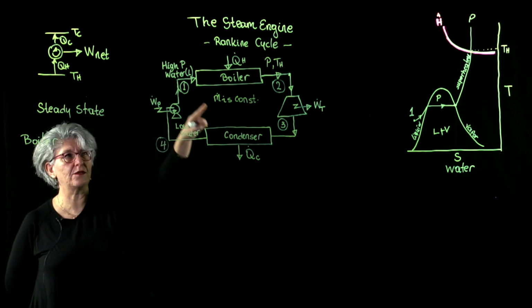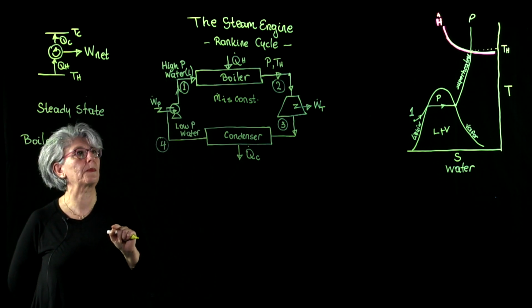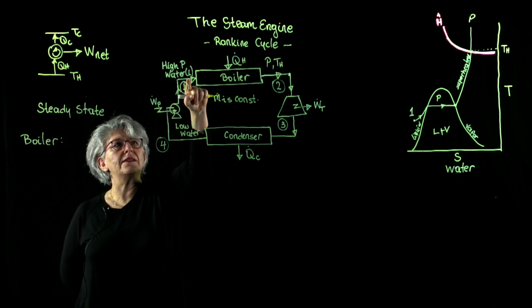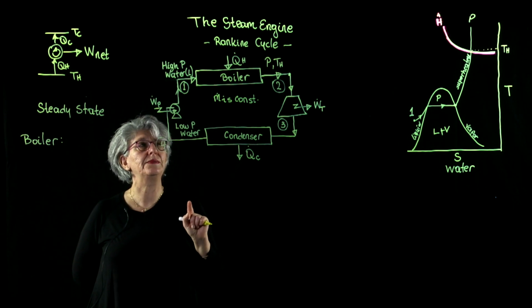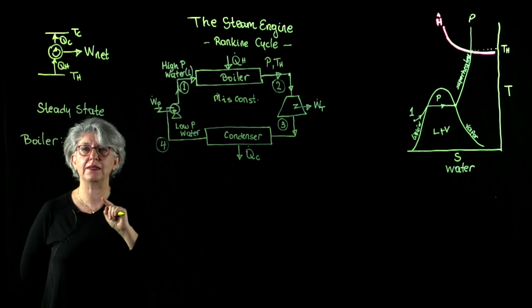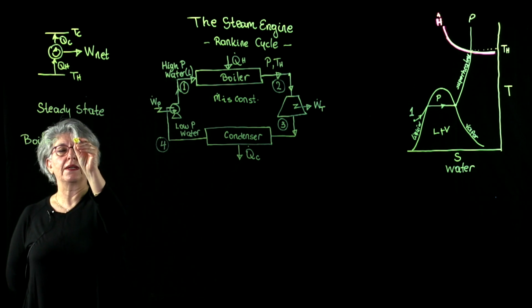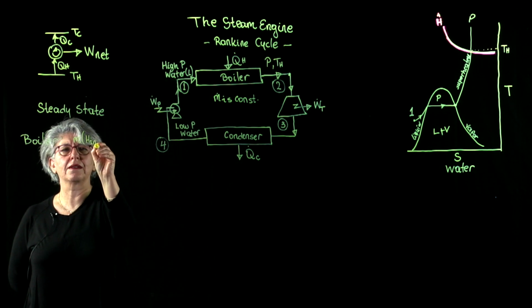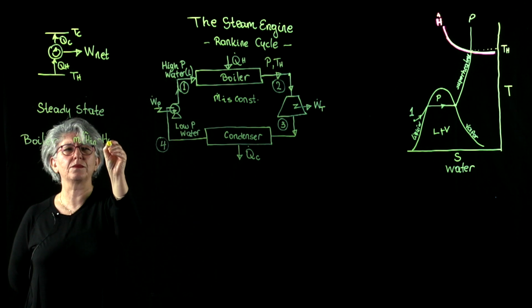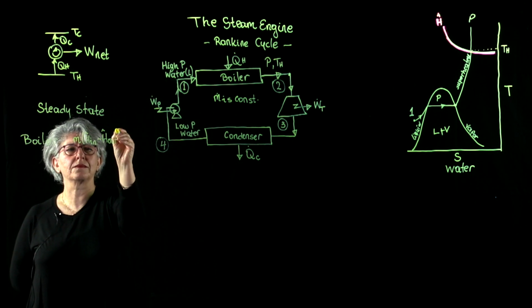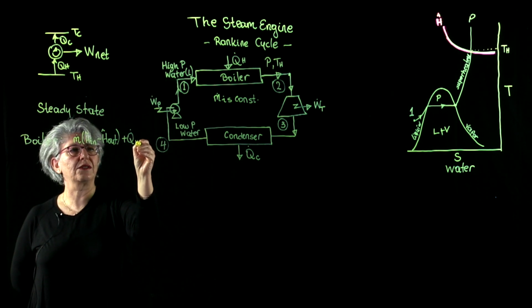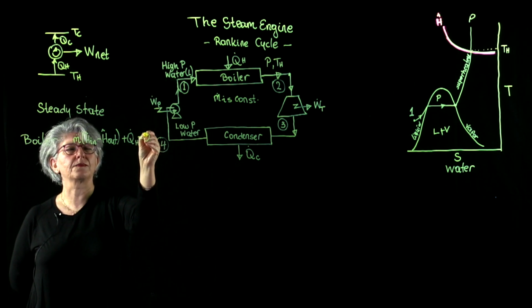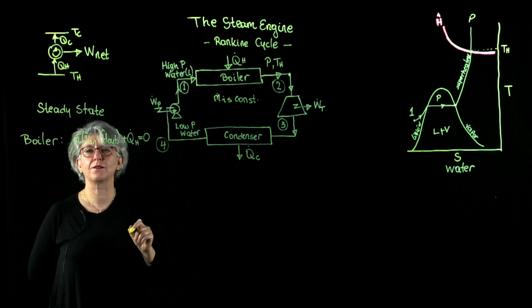A constant flow rate is being circulated throughout the system. There is only one stream coming in and one stream going out of the boiler, and the boiler only does heat exchange. So m dot times H in minus H out plus Q is equal to 0. This is the energy balance for the boiler.